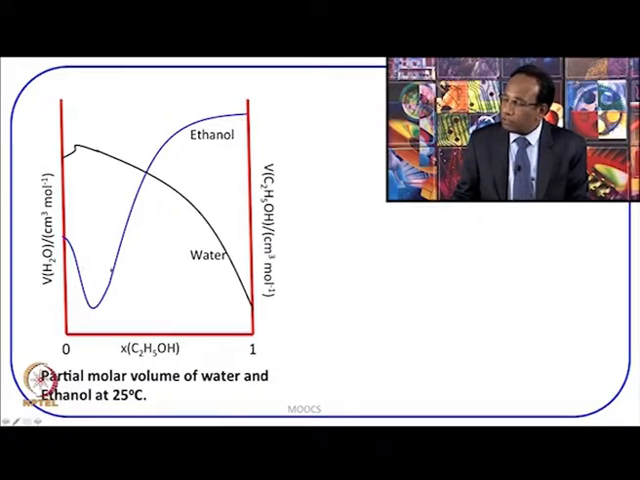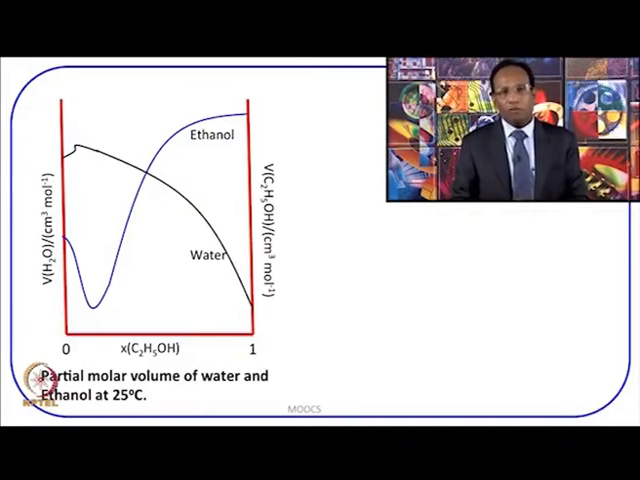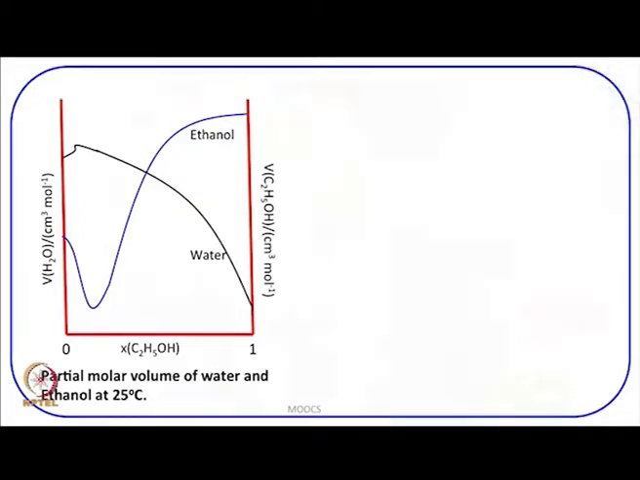This type of variation in partial molar volume against the composition of one of the components provides good information on the nature of intermolecular interaction. And as we just discussed, the partial molar volume is the derivative of total volume with respect to the number of moles of a particular component. So that means, let us take a look at the second figure.